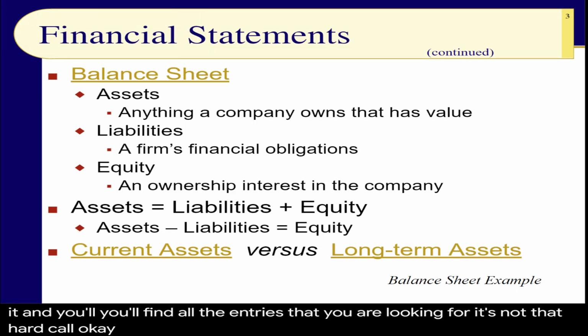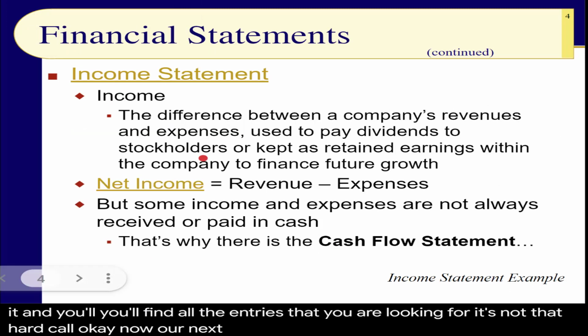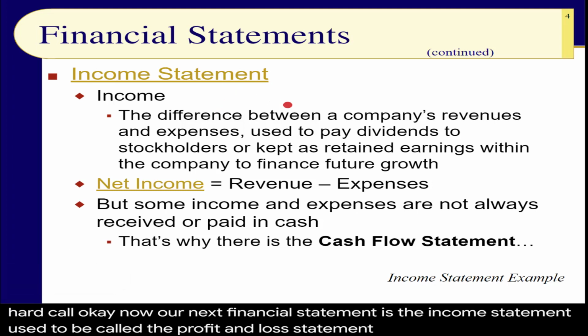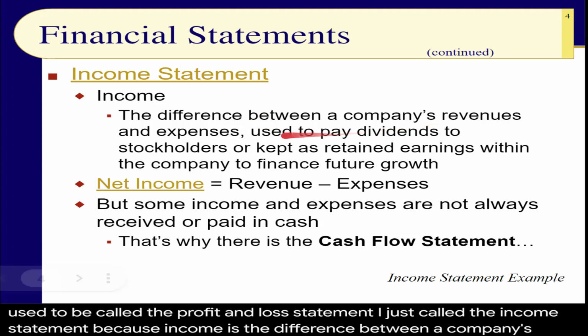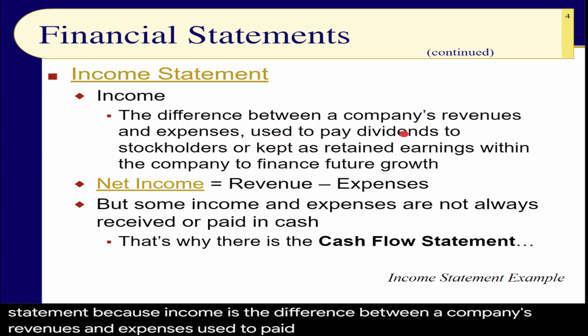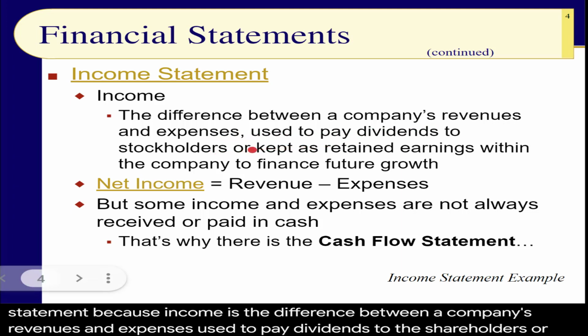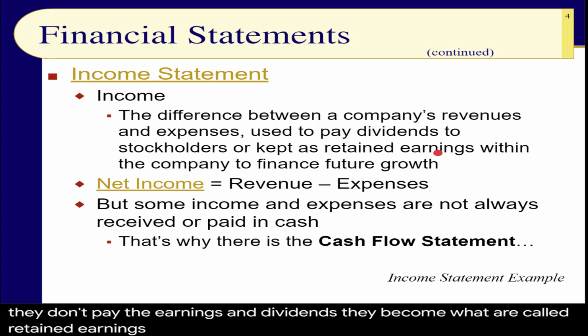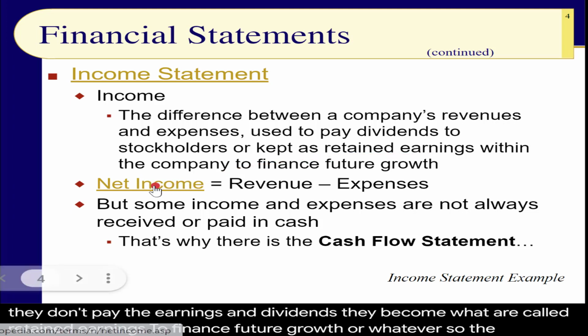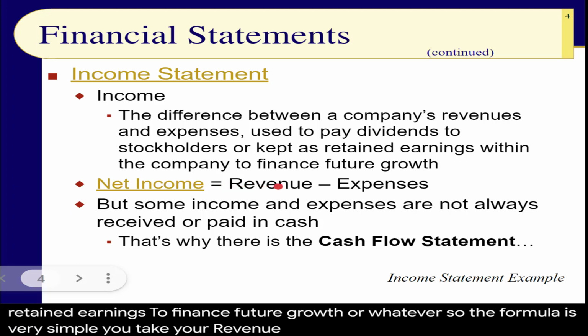Cool? Okay. Now our next financial statement is the income statement. It used to be called the profit and loss statement. I just call it the income statement. Because income is the difference between a company's revenues and expenses, used to pay dividends to the shareholders, or if they don't pay the earnings and dividends, they become what are called retained earnings and are held within the company to finance future growth or whatever. So the formula is very simple. You take your revenue minus your expenses, and that gives you net income.